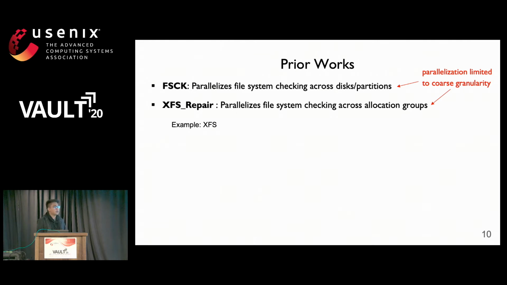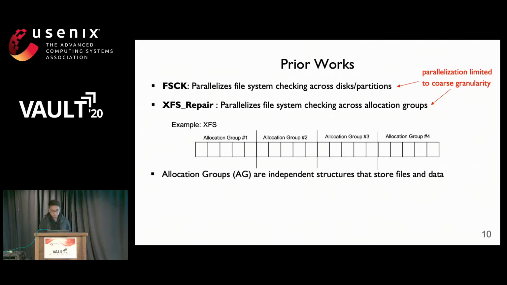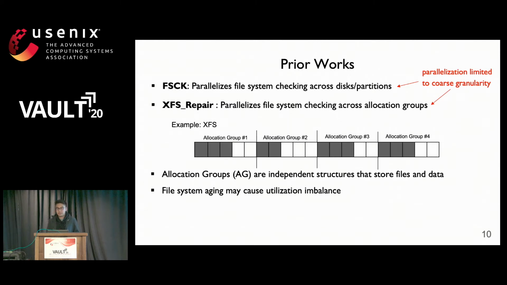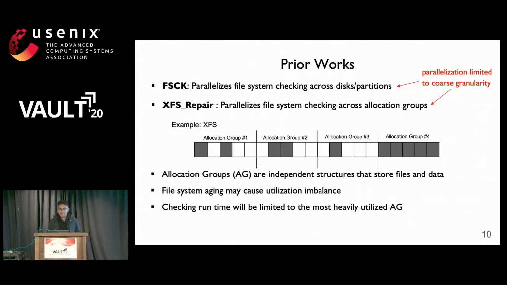Let's take the case of XFS, for example. XFS can parallelize across allocation groups, where allocation groups are independent structures that store files and data. At first, allocation group utilization might be quite even. However, over time, file system aging may cause a utilization imbalance. In this case, checking runtime would be limited to the most heavily used allocation group. Overall, allocation group imbalance would limit threading benefits.